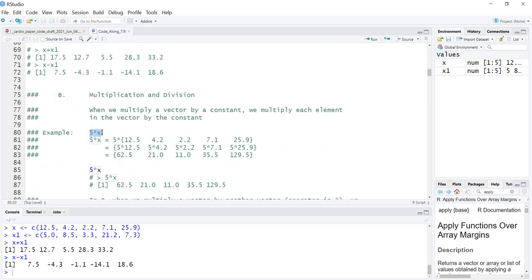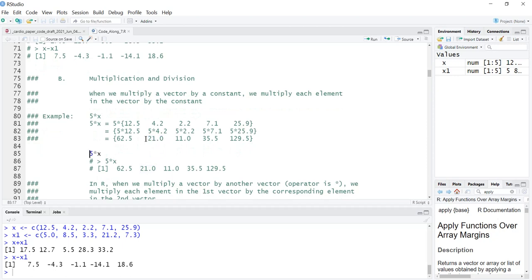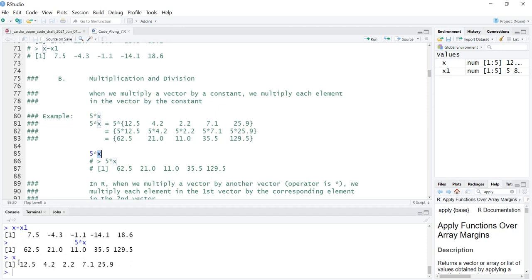So if I take a constant times a vector, this is what we do in math. 5 times the vector x means I take 5 times each element. So 5 times this vector x means that I take the 5 and multiply it by the first value, the second value, the third value, the fourth value, the fifth value, etc. And 5 times 12 and a half is 62.5. 5 times 4.2 is 21, etc. So here I'm going to actually run it, and sure enough, here are the values it gives me. It takes 5 times each of the values of x and returns that.